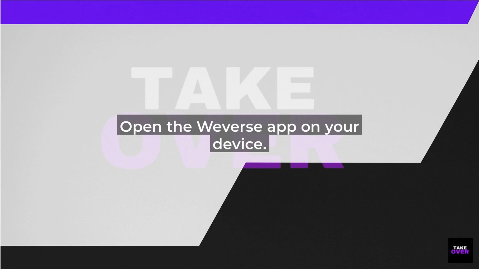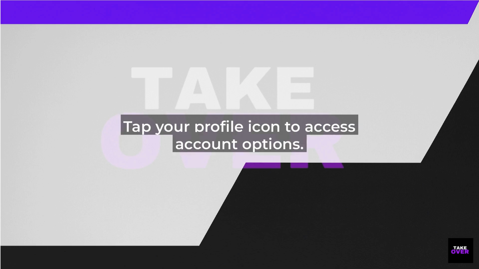Step 2. Tap on your profile icon, usually located in the top right corner or at the bottom of the screen. This will bring up your account options. Step 3. Look for the Settings or Preferences menu. It's often represented by a gear icon. Give it a tap to enter.